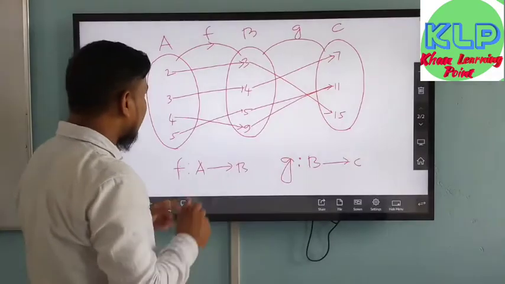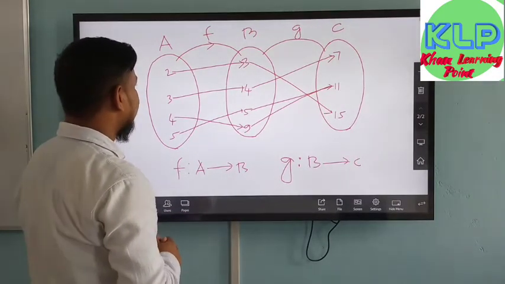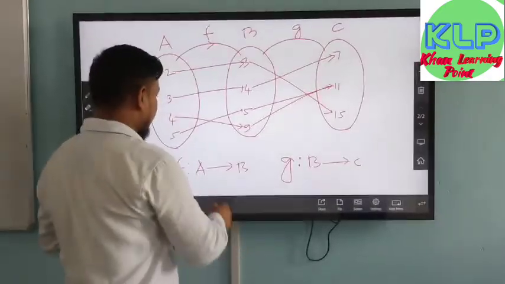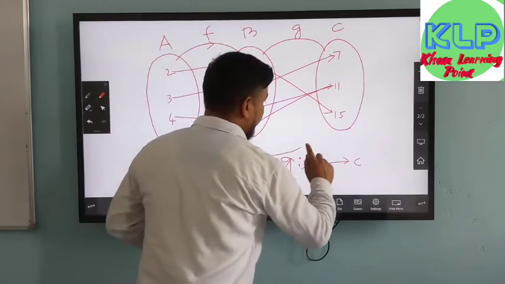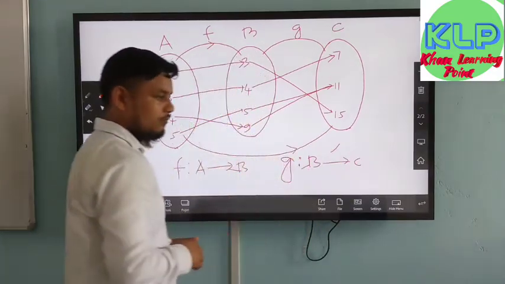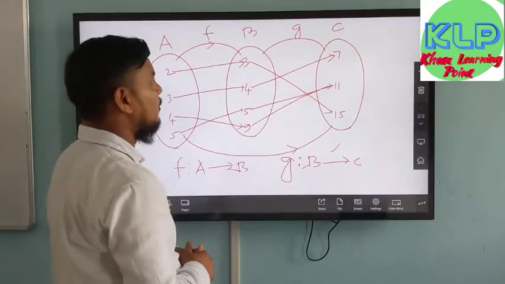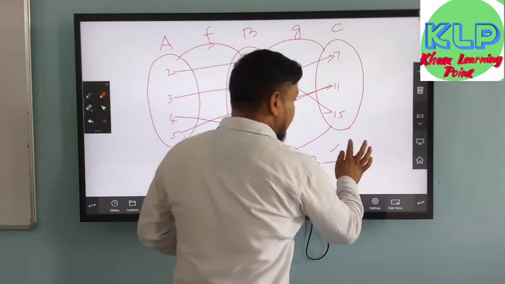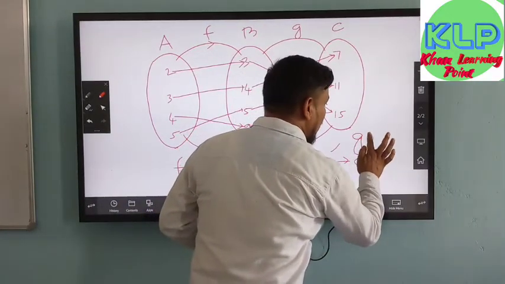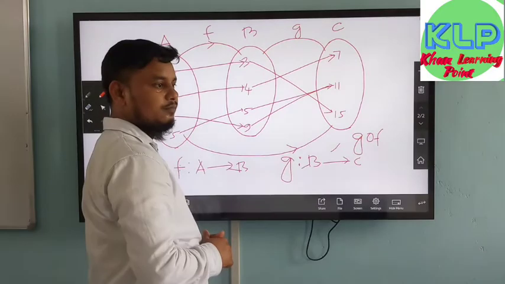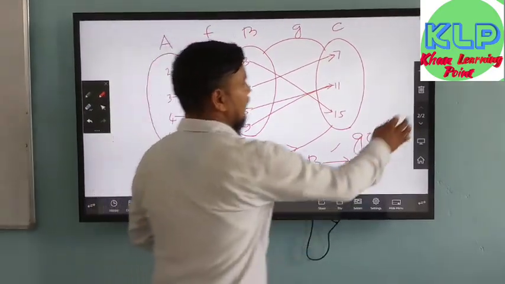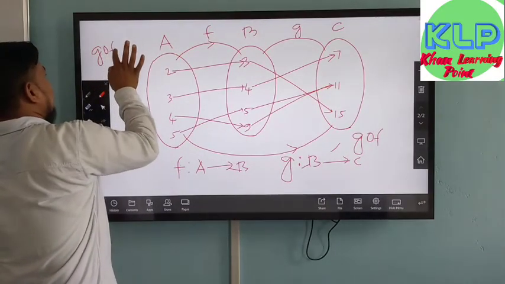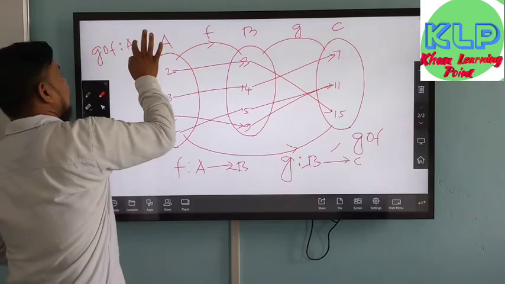Okay. Now the function from A to C, that is from here to here, we call it the composition of f with the function g, and it is denoted by g of f, that is gof. And here gof is nothing but a function from A to C.